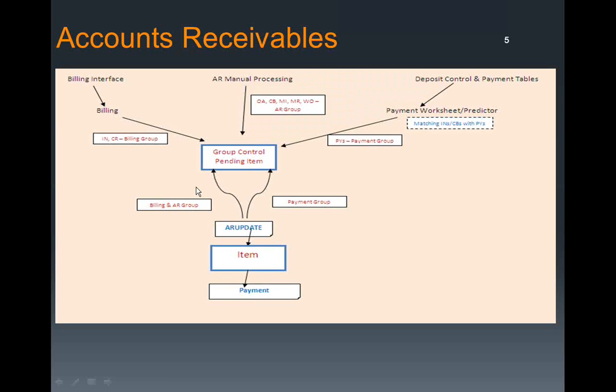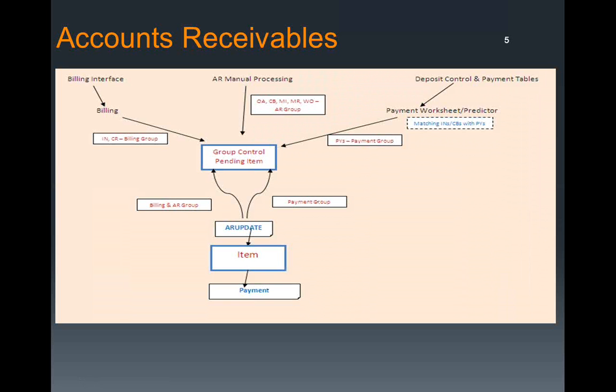So once the item entry is in group control and the pending item tables, you run the AR update. It will be converted to an item, and you apply the payments to a particular item. That's one process, and this is a manual creation. But it won't happen like this all the time.